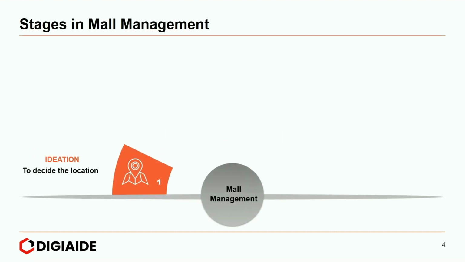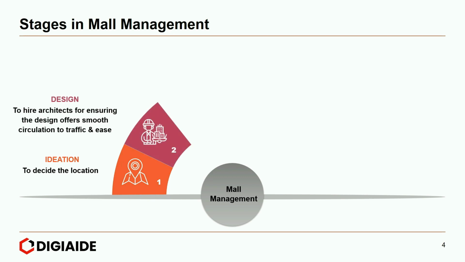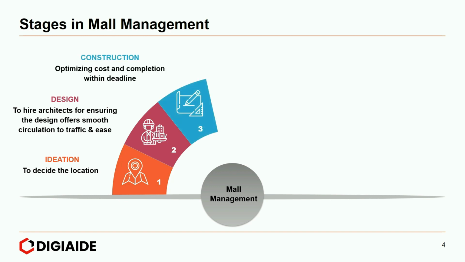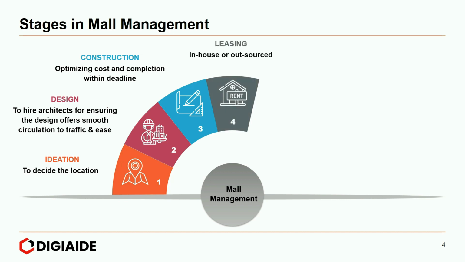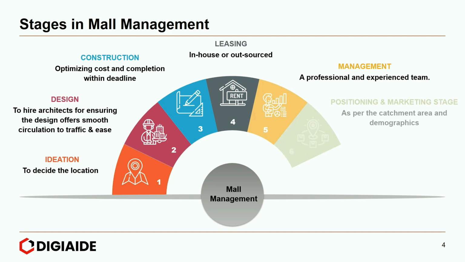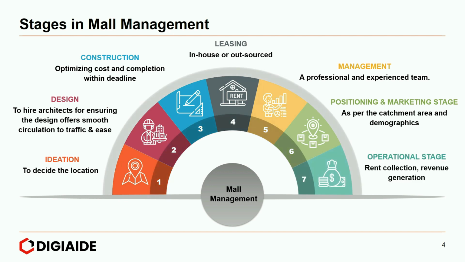Moving on to the stages in mall management. First, ideation, that is, to decide the location of the mall. Second, design, that is, to hire architects for ensuring the design offers smooth circulation to traffic and ease. Third, construction, which entails optimizing costs and completion within the deadline. Fourth, leasing, as in in-house or outsourced. Fifth, management, which could be a professional and experienced team. Next, positioning and marketing stage, as per the catchment area and the demographics. And finally, the operational stage, which entails rent collection and revenue generation.